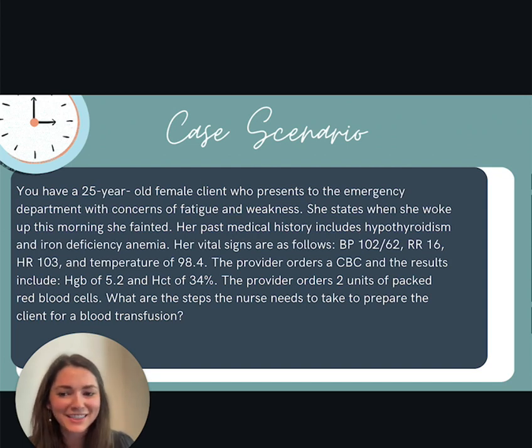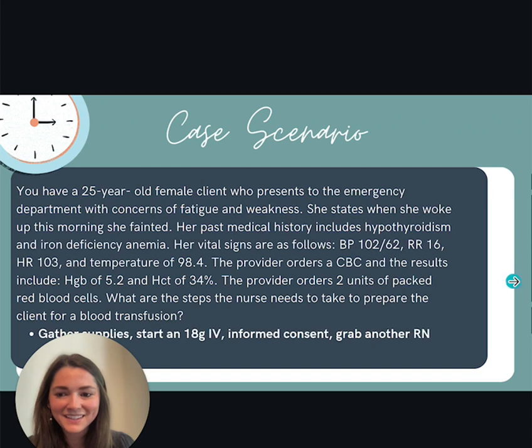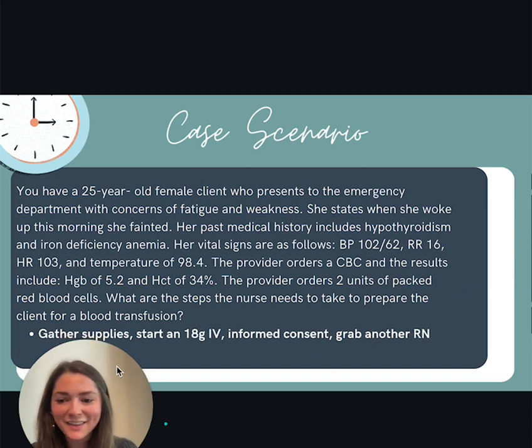I know you guys can get this one here. So first, we want to gather our supplies. We want to start an 18-gauge IV, and we need to make sure we have that Y tubing and normal saline. And then finally, we want to ensure that that client has signed an informed consent. In addition, make sure you have your second RN verify that you have the right blood product for the right client. Okay, let's continue with this case scenario.